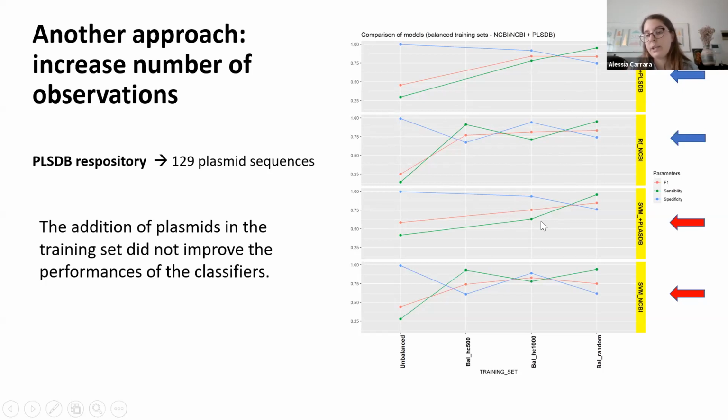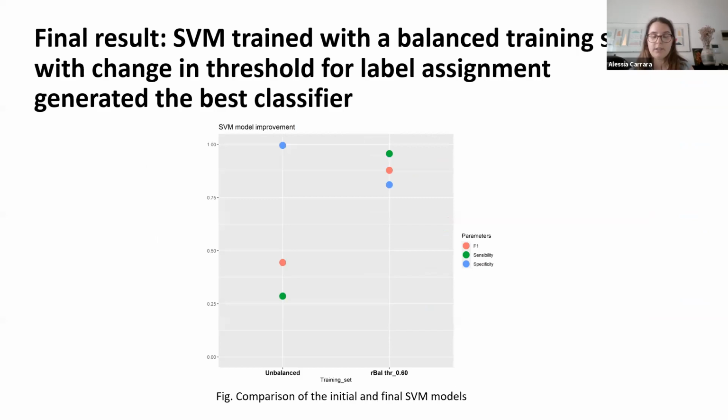The only increment that we observe, which is quite relevant, is this one, which refers to a support vector machine. So what we decided to do was to consider this model as our selected best model. And in this slide, as final results, we have the comparison of the improvement that we got from the first model that we generated using SVM and the final model that we consider our best model.